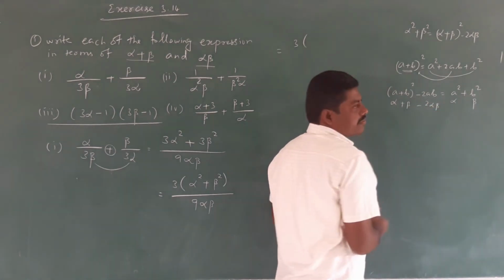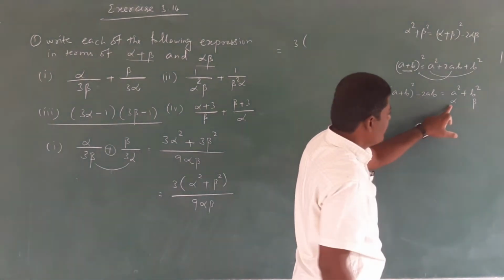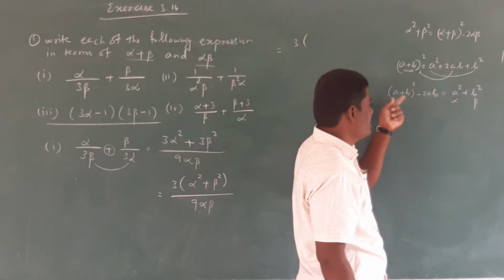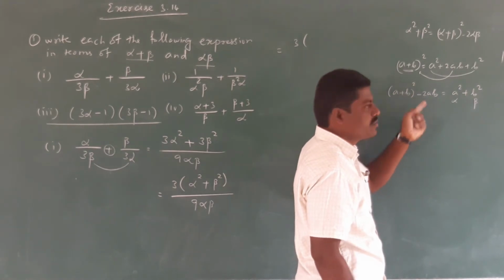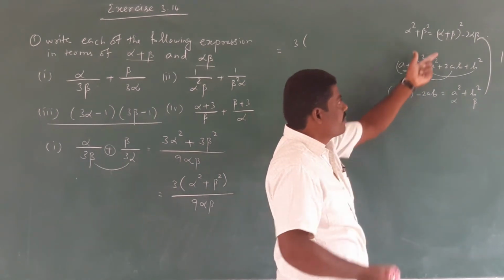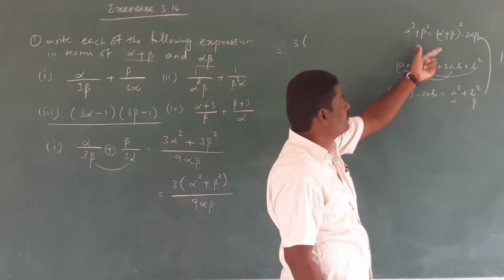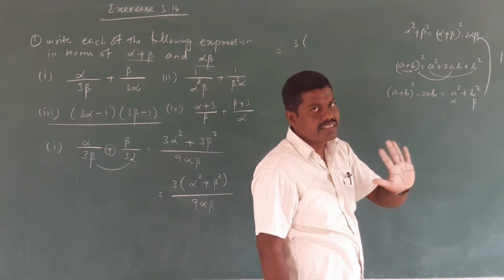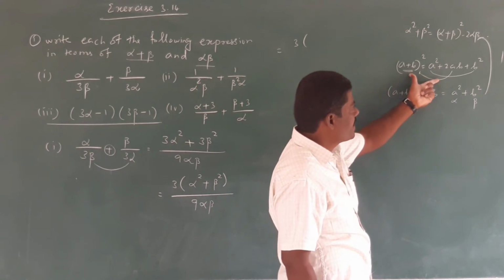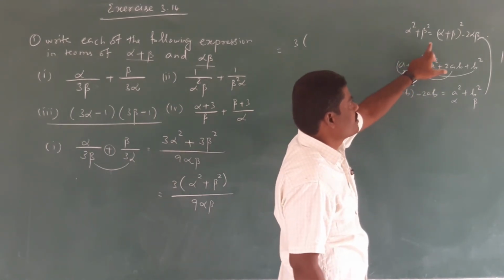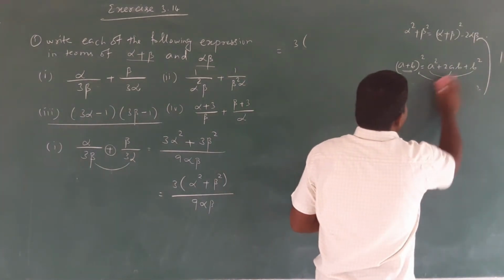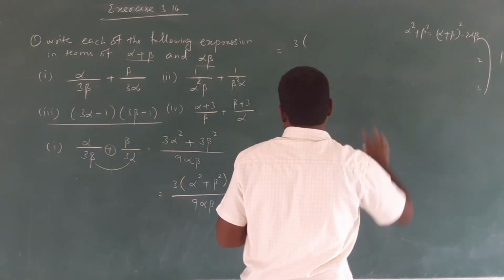Instead of a, you take alpha. Instead of b, you take beta. This is your formula. Understand? This formula is derived from the a plus b the whole square formula, which you already know clearly. So from this formula we get: alpha square plus beta square is equal to alpha plus beta the whole square minus 2 alpha beta. Understand? So now apply this formula.